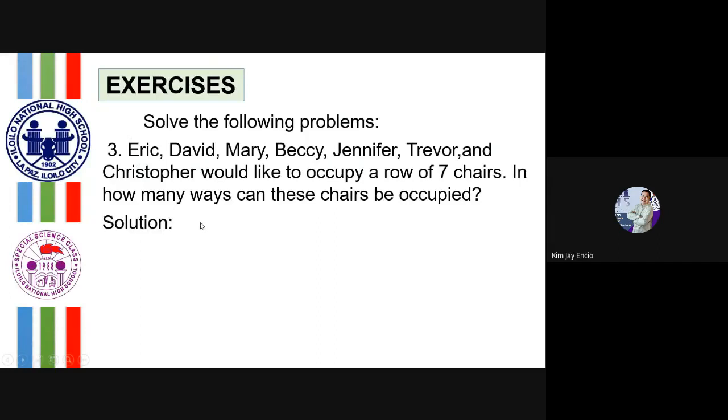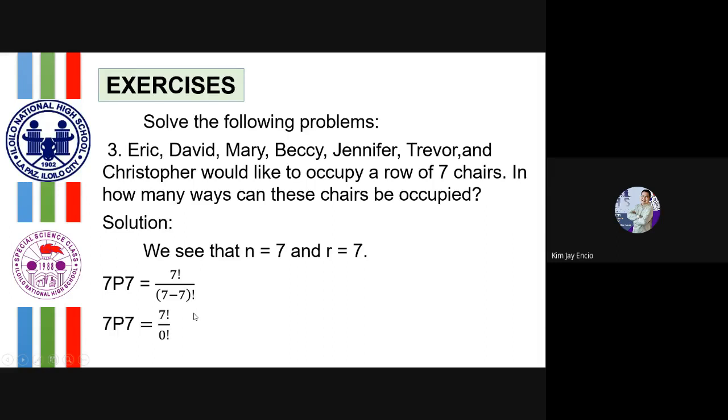Now, for the solution of this, it's clear that your n is 7 because there are 7 people mentioned, and your r is 7 because there are also 7 chairs. So n is equal to r. That's okay. There's nothing wrong with it. The only thing is that your r should not be greater than your n. By substitution, we have 7 factorial all over 7 minus 7 quantity factorial, which is 7 factorial all over 0 factorial. And I hope you still remember that 0 factorial is equal to 1.